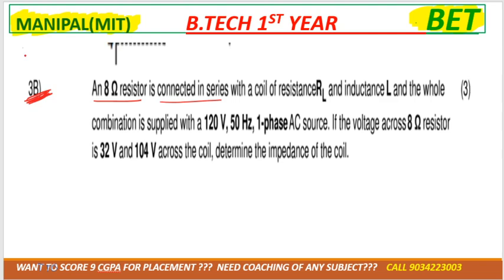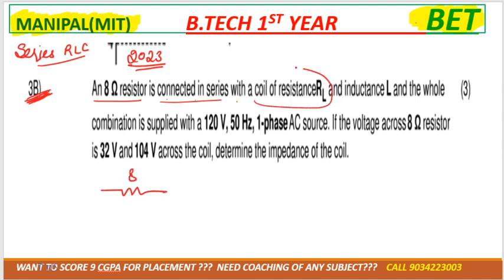This is a question on a series RLC circuit from the 2023 paper. They said an 8 ohm resistor is connected in series with a coil. Whenever they say coil, it means there is a combination of R and L. So this term is known as coil.